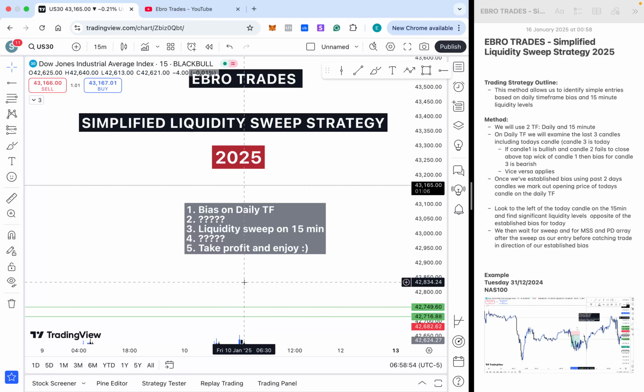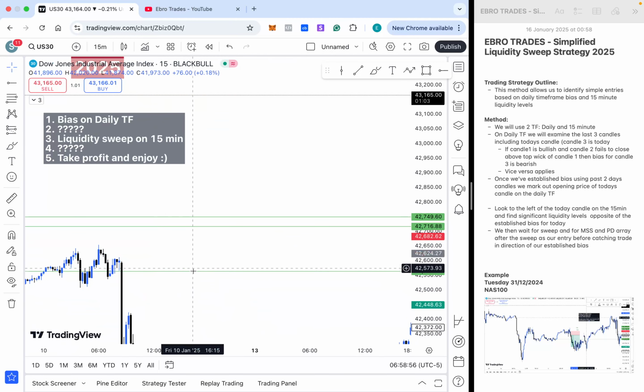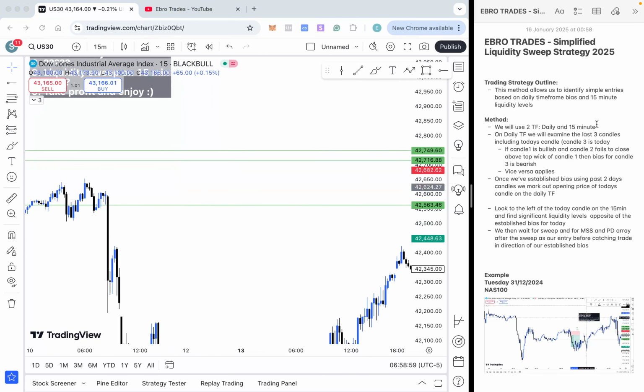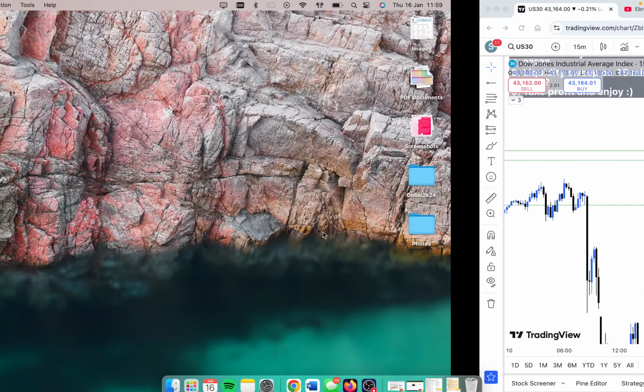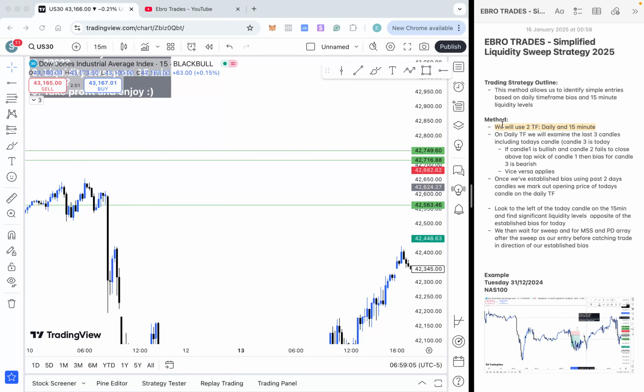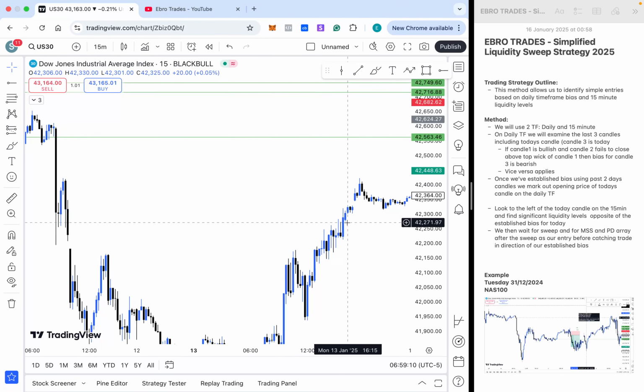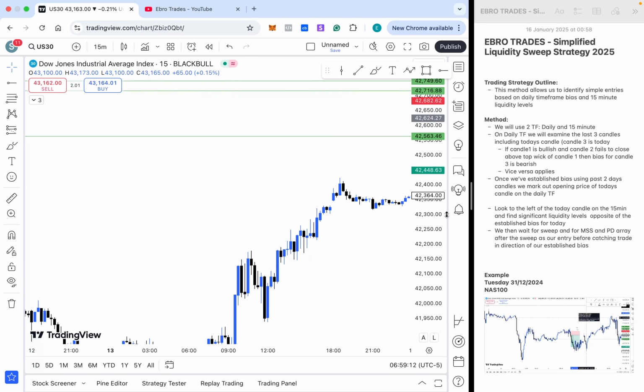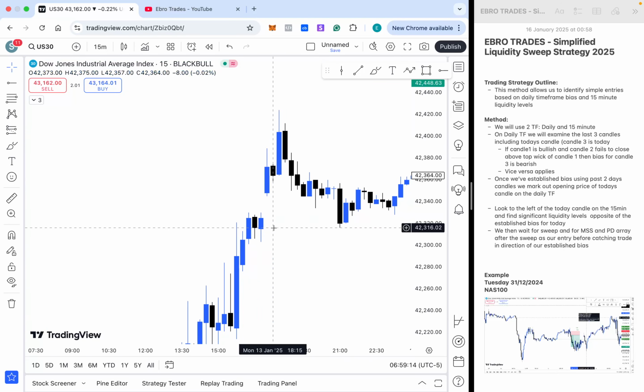So, how does this strategy work? Well, for this strategy, we'll be using 2 time frames, the daily time frame and the 15-minute time frame. On the daily time frame, we will examine the last 3 candles, including today's candle, to find our bias for the day. So, quick example.